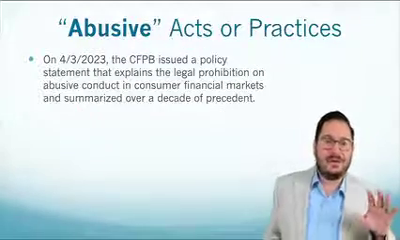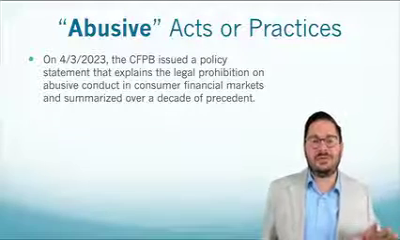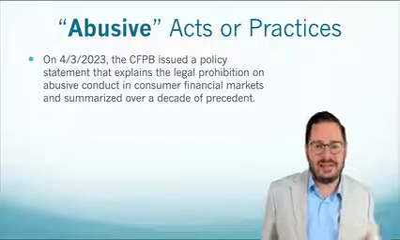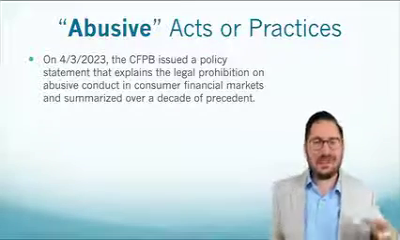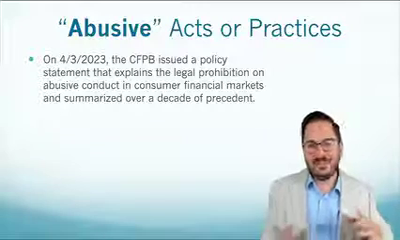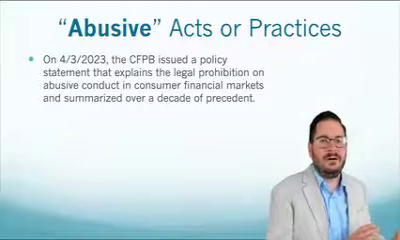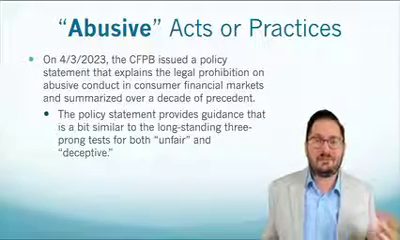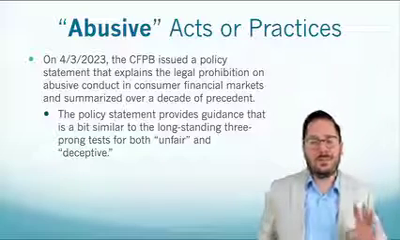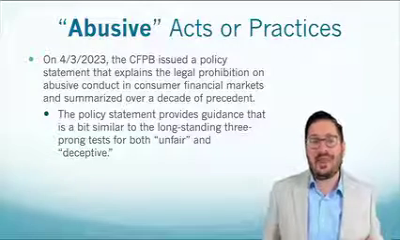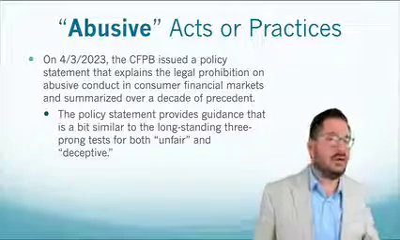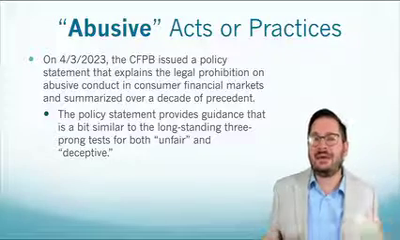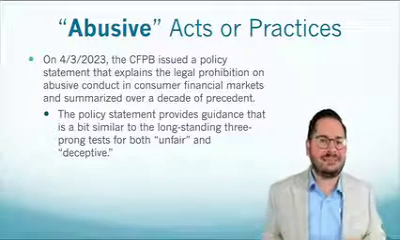Well, in early 2023, the CFPB issued a policy statement that explains the legal prohibitions on abusive conduct in consumer financial markets, and it summarizes a decade of their experience and how they are interpreting the abusive standard under UDAP. Now, this policy statement provides financial institutions with guidance that is a bit similar to the long-standing three-pronged test for both unfair and deceptive, and it helps give us a little bit more information than what we had specifically from the rule.